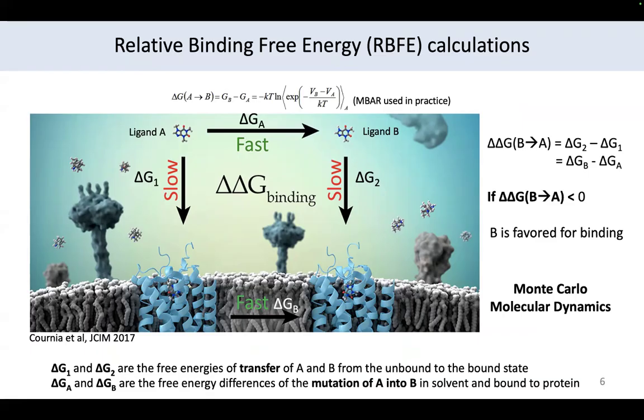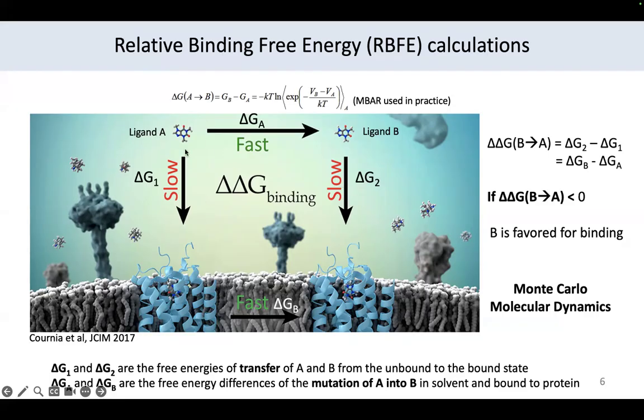So to explain this a little bit more clearly, what we are aiming to do here is actually to calculate how ligand A binds onto the protein. So what is the free energy of binding on this protein? And how does ligand B bind onto the protein? What is the free energy for ligand B to bind to the protein? However, these processes are slow to compute. So we have to find an alternative.